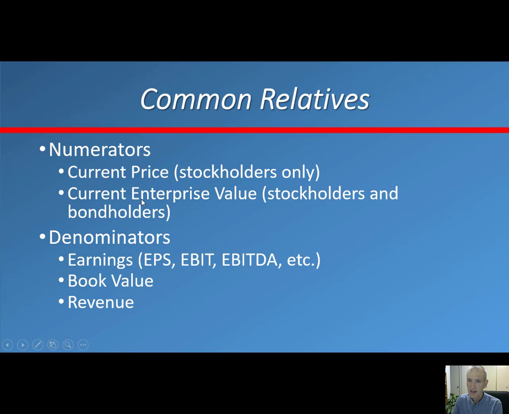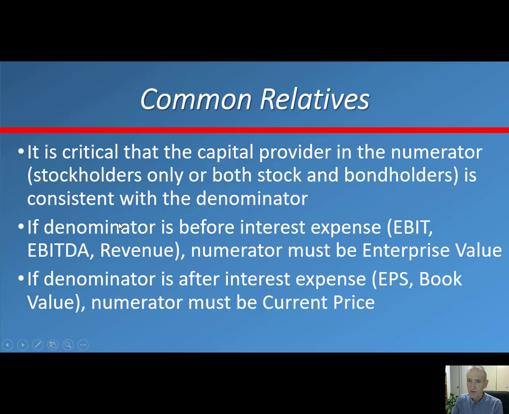So we can do price to earnings, and we can do price to book value. We do enterprise value to EBIT, enterprise value to EBITDA, which is probably the most popular one, or enterprise value to revenue. Those are your choices. Price to earnings, price to book value, enterprise value to everything else if it's before interest expense. Okay, so if the denominator is before interest expense, the numerator must be enterprise value. If the denominator is after interest expense, earnings per share, and book value, the numerator must be current price. Those are your only choices.